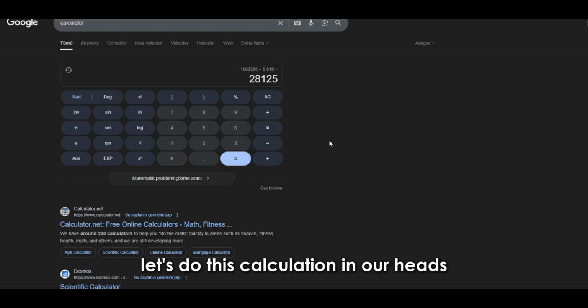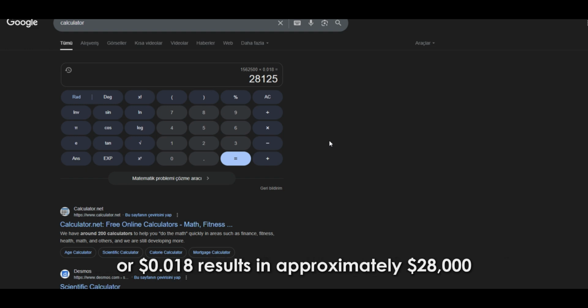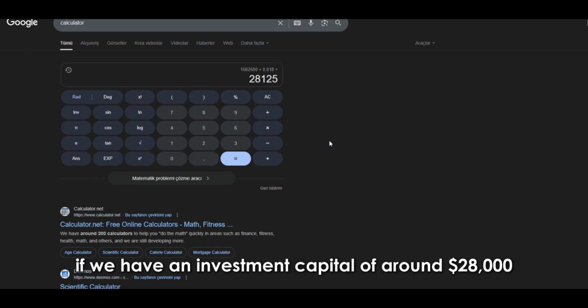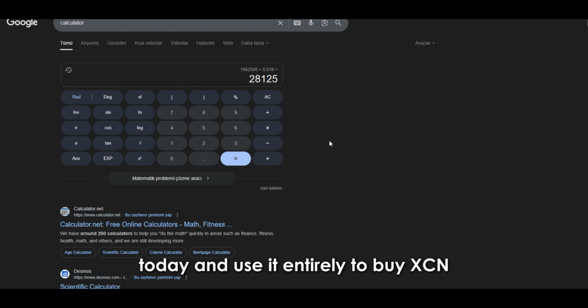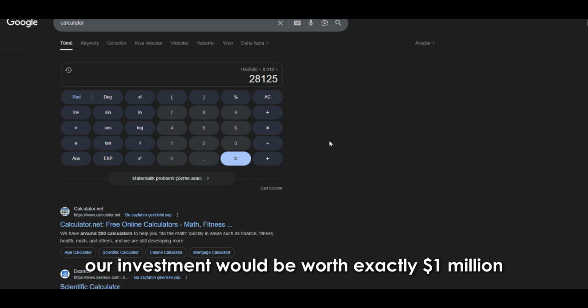Let's do this calculation in our heads. Multiplying 1.5 million coins by 1.8 cents, or $0.018, results in approximately $28,000. To better understand this figure, think of it this way. If we have an investment capital of around $28,000 today and use it entirely to buy XCN, when the price reaches the target of 64 cents, our investment would be worth exactly $1 million.